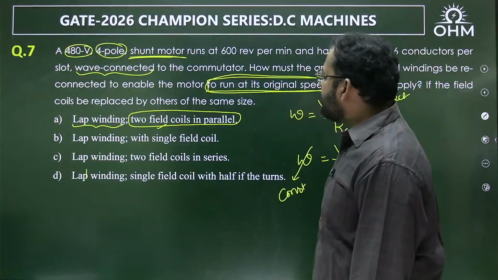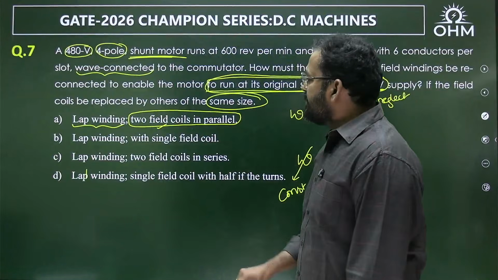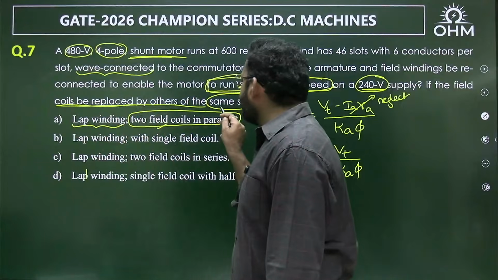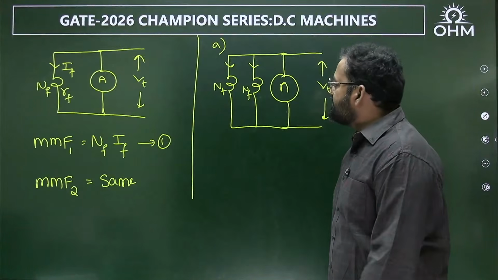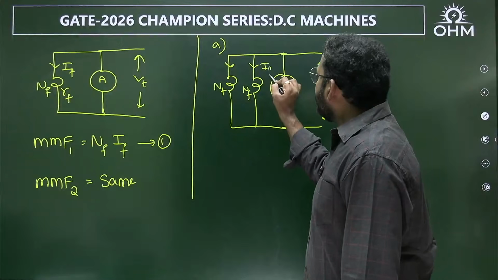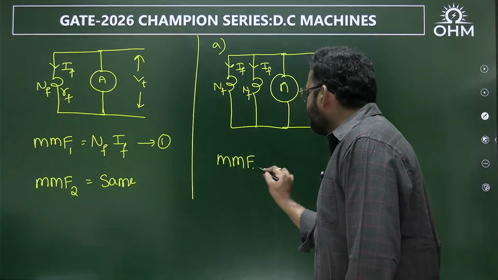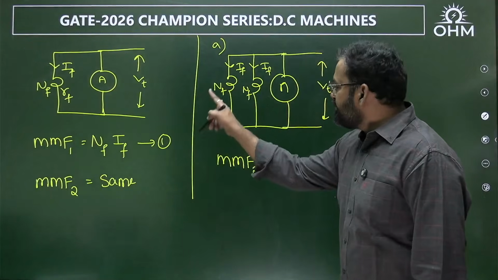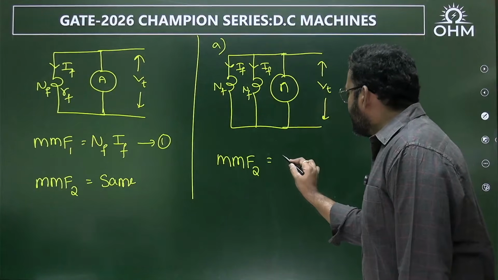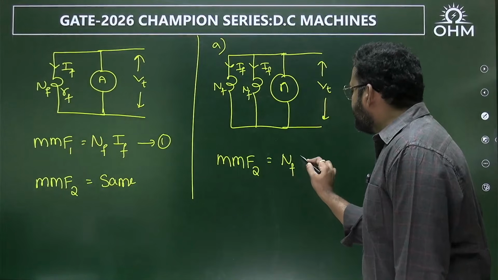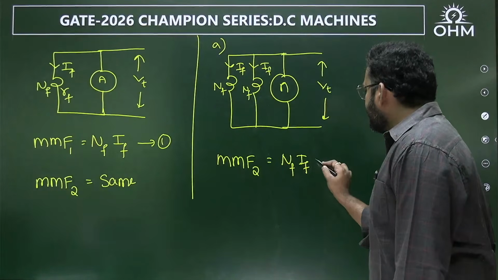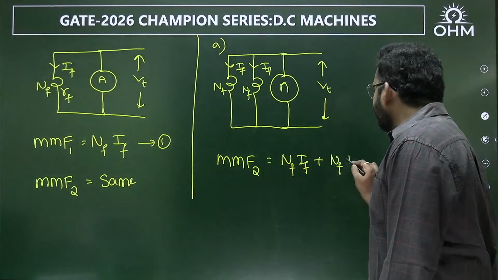Why? Because it is clearly given: the field coils are replaced by others of the same size, identical field windings. So this will carry one field current IF, and this will carry another field current IF. Therefore, could you tell me what is the new MMF? The new MMF due to the first winding, NF into IF. Due to the second winding, NF into IF.